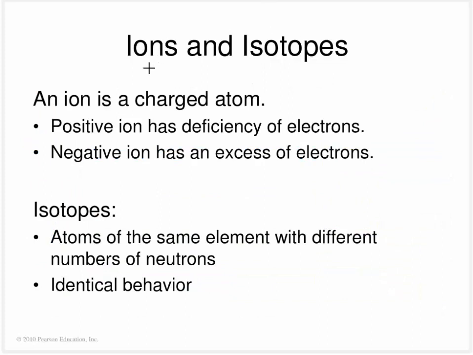Now let's get a little bit more terminology out of the way. You may have seen this in chemistry. Ions and isotopes are different flavors of atoms. An ion is simply going to be a charged atom. And it turns out that we always necessarily have to have the same number of positive charges and negative charges.